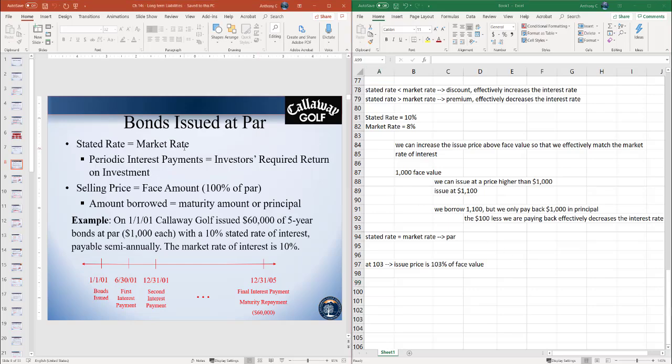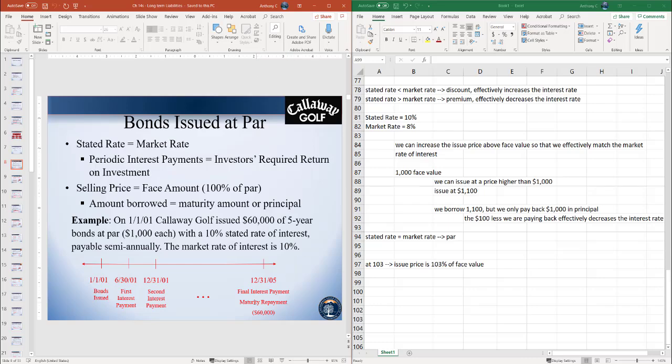All right, and then here we have bonds issued at par. Again, bonds are only issued at par when the stated rate's exactly equal to the market rate. Generally, that won't be the case. All right, and we'll see when this happens that the selling price ends up being exactly equal to the face amount. So just for example, let's say on January 1st, Callaway issued $60,000 of 5-year bonds at par with a 10% stated rate of interest, payable semi-annually. Market rate of interest is 10%.